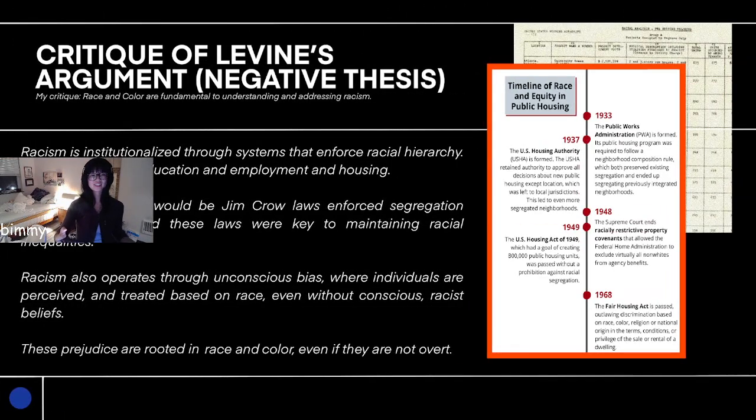Race and color are essential to understanding racism, as they are fundamental to the systems and structures that sustain racial inequalities. In his paper, Levine disagrees that race and color are essential to understanding racism. I quote, he says, "It seems odd, after all, inexplicable, that someone should be hated merely because of his race or color. It turns out that race and color have little to do with racism." End quote. Levine, 2004, page 78.